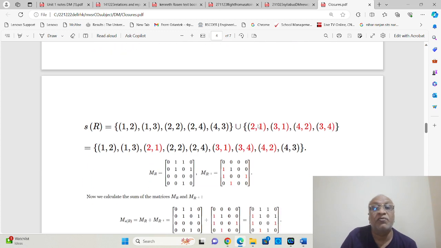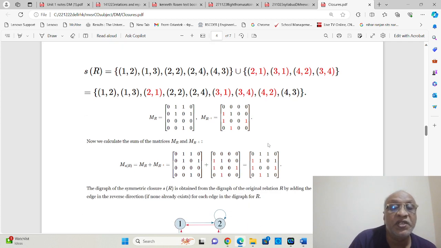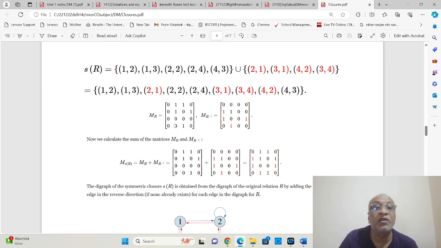So I take the union of the missing elements with the actual relation. So this becomes my relation. Now for matrix representation, what do I do? This is my matrix representation of the relation: (1,2), (1,3), (2,2), (2,4) and (4,3). I have to take the inverse of this, which means I just find the transpose of this matrix. How do I find the transpose of the matrix?